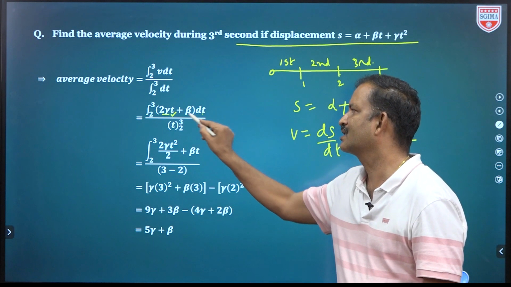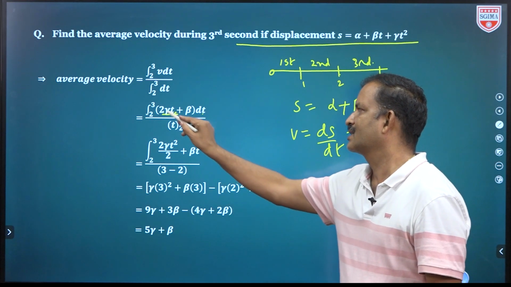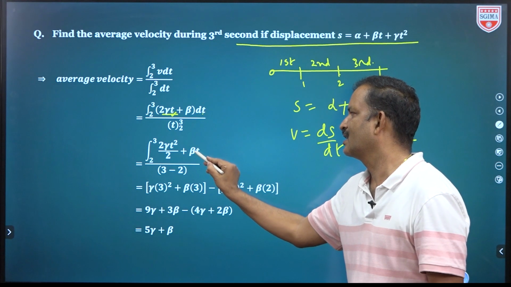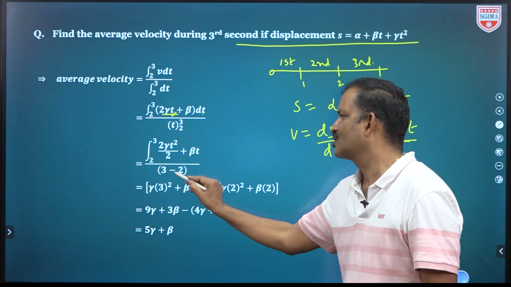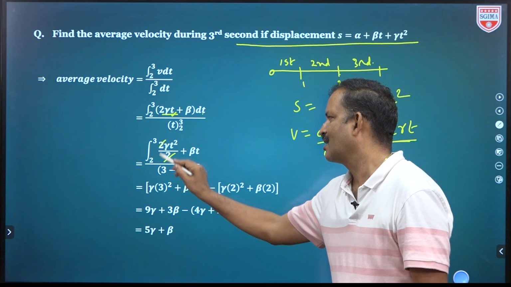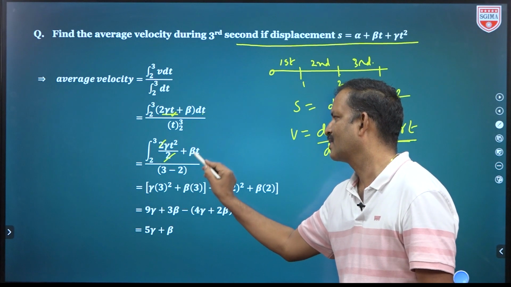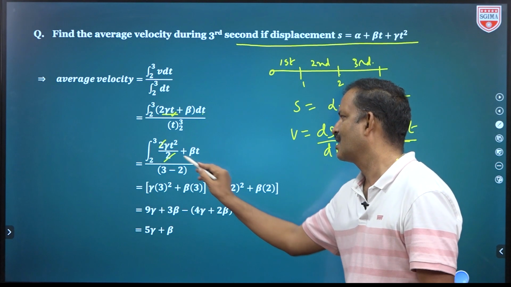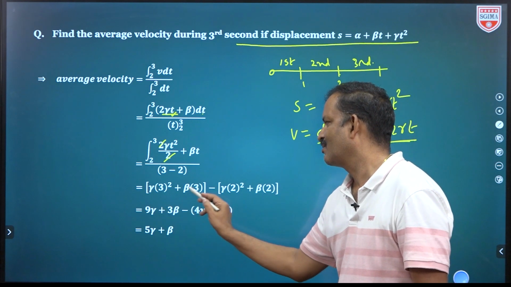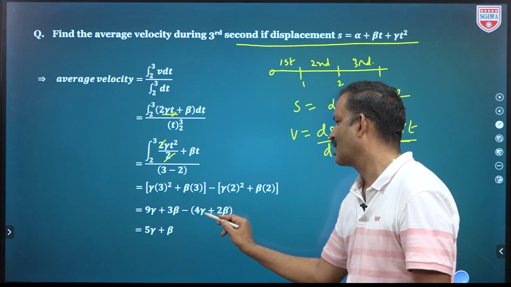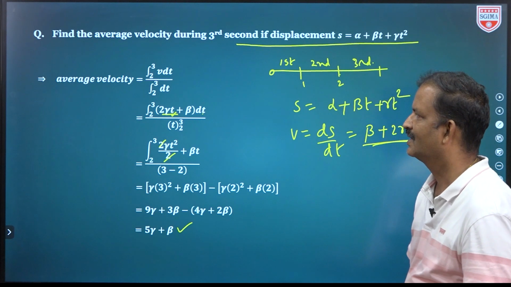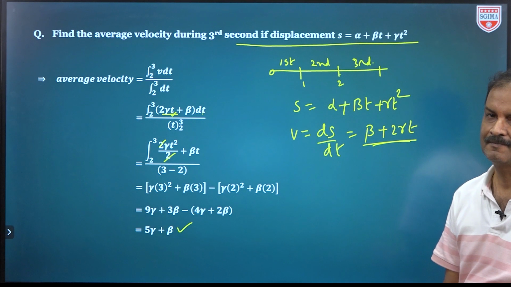Now I have to do the integration of this one. Integration is 2 gamma t square by 2 plus beta t, from 3 minus 2. So then the 2 will cancel. Upper limit you have to write gamma 3 square plus beta 3, minus gamma 2 square plus beta 2. So 9 gamma plus 3 beta minus 4 gamma plus 2 beta. So 5 gamma plus beta. This is the average velocity.